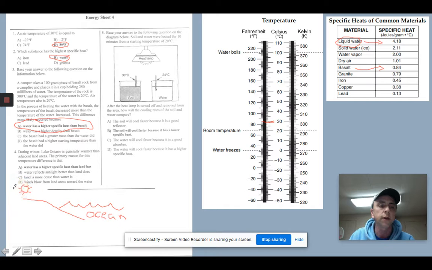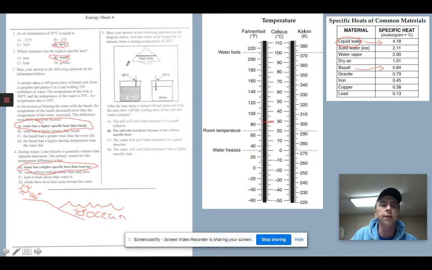Okay. There's the sun. And if it heats up big time in the summer, the land might go up to 90 degrees. Is the water going to be 90 degrees by the end of the day? No. If the water starts at 70 degrees that day, you know what it's going to end at? Probably 70 degrees. So the reason is water has a higher specific heat than land has.